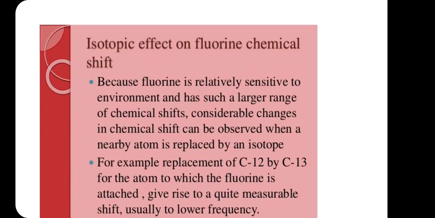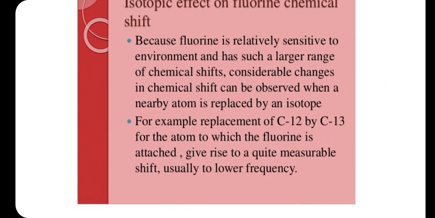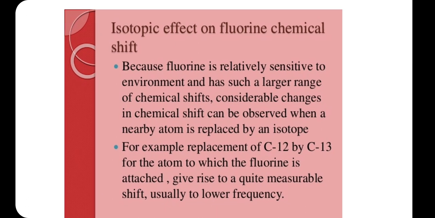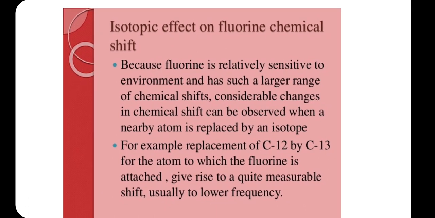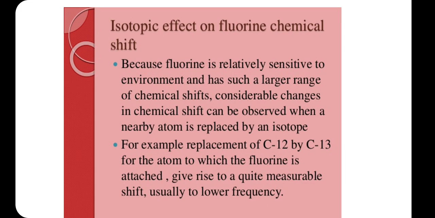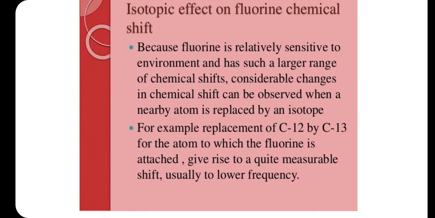The second effect is the isotope effect on fluorine chemical shift. Because fluorine is relatively sensitive to environment and has such a large change of chemical shift, considerable changes in chemical shift can be observed when a nearby atom is replaced by an isotope. For example, C12 abundance is very low, so it is substituted by C13 for the atom to which the fluorine is attached, giving rise to a quite measurable shift, usually to lower frequency.